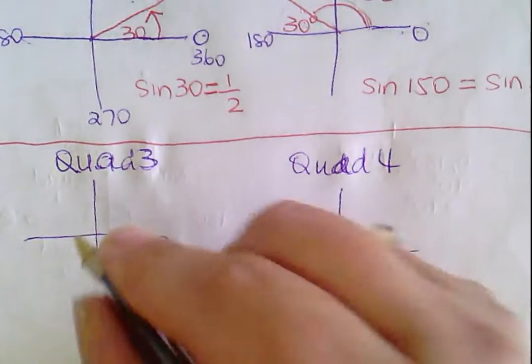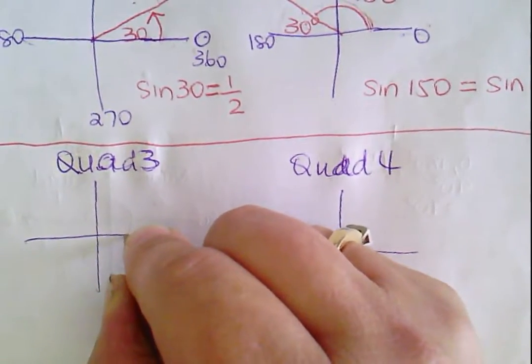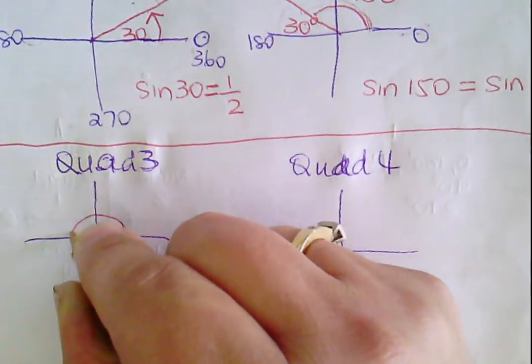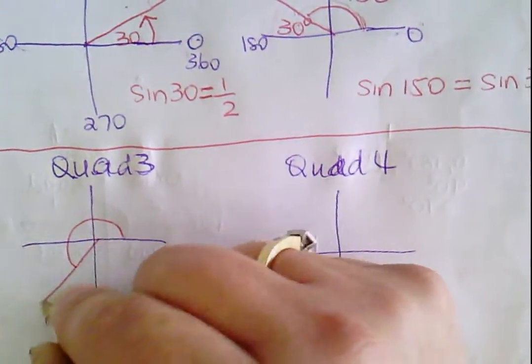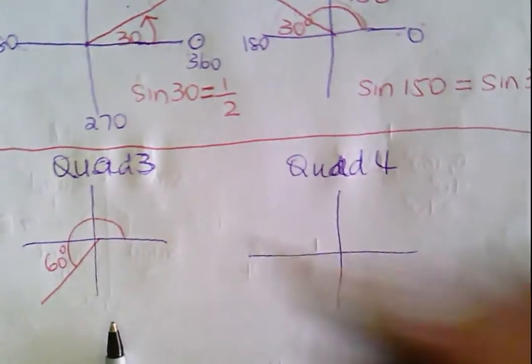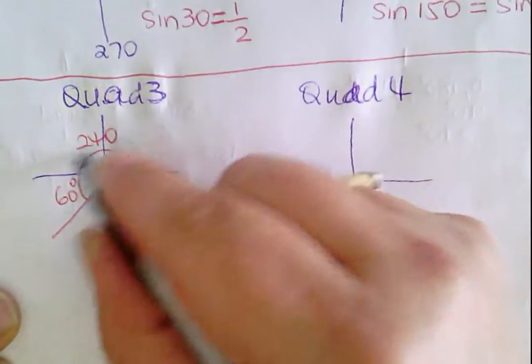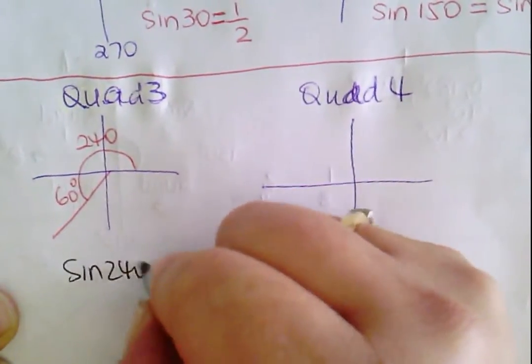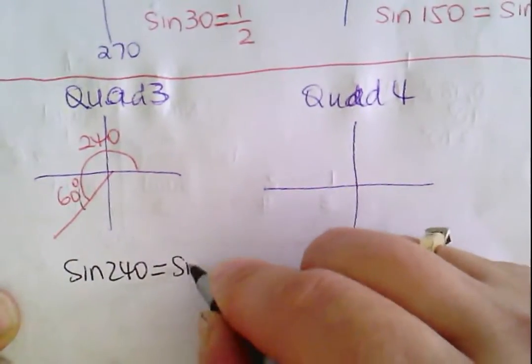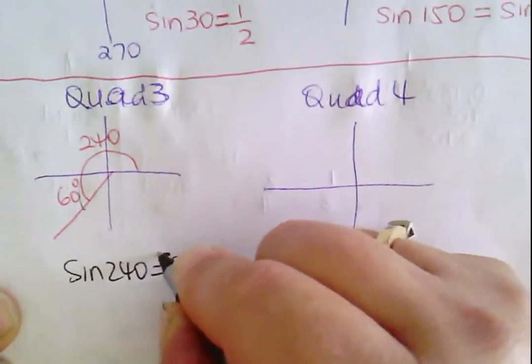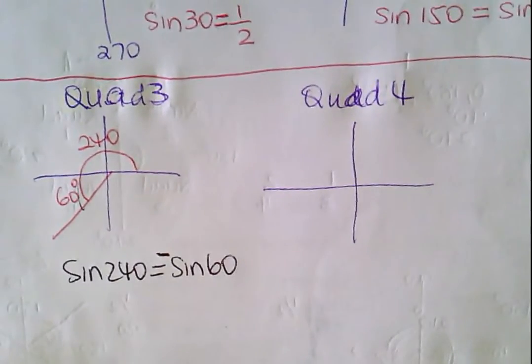So if we were looking at sine 240, we say, right, 240, that's 90, 180, and 240 would be another 60 degrees along there. So 240 is all the way around. Sine of 240 is the same as the sine of this little acute angle here, sine 60, but because it's quadrant 3, it's negative sine 60. Do we get that?